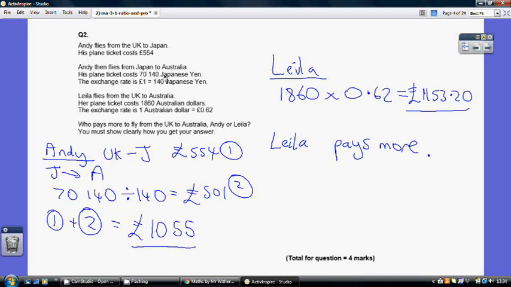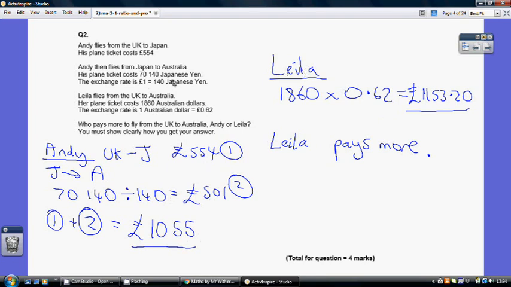Now I want to convert this into pounds. Now looking at the exchange rate, yen to pounds, 140 to 1, I want to turn it into the smaller number. So I'm going to divide by the 140. Dividing by 140 is going to make my number smaller. So 70,140 divided by 140 gives me £501 for the second part of the journey. So if I add the 2 flights together for Andy, I get £1055.